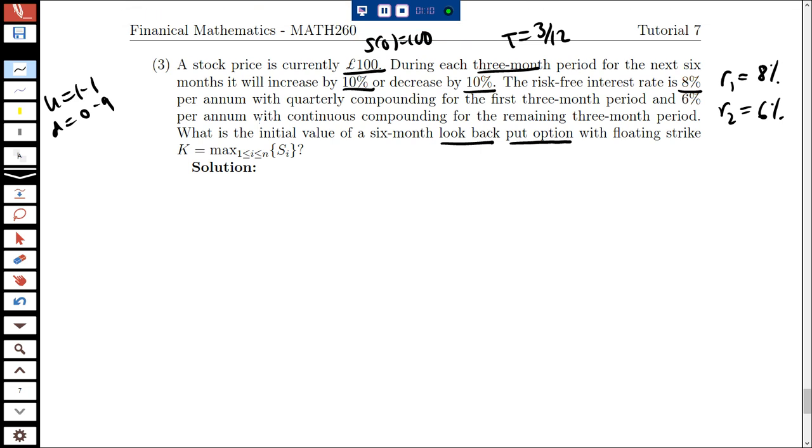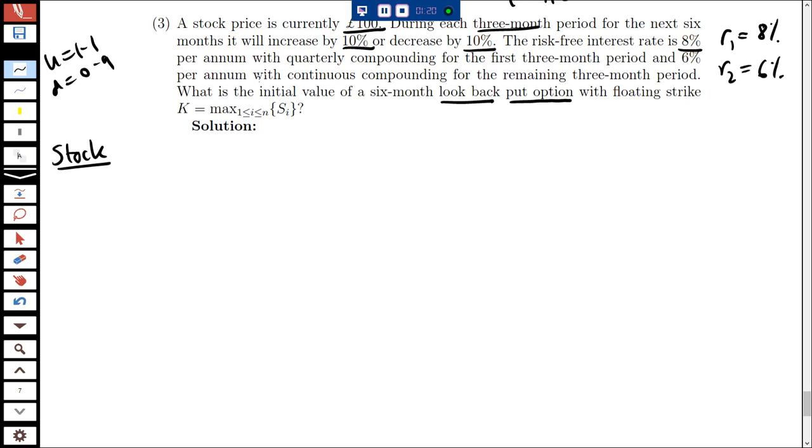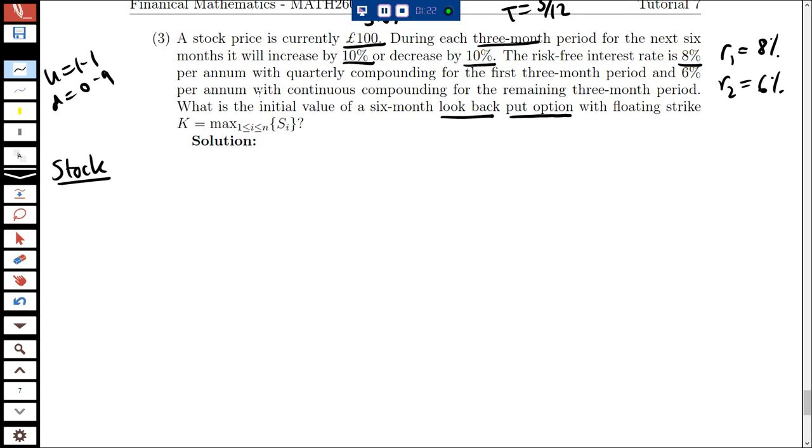Okay, so part 1 of this question should be a pictorial representation, showing all the movements in the price. So we have 3 months and then another 3 months. This is the 6-month position.